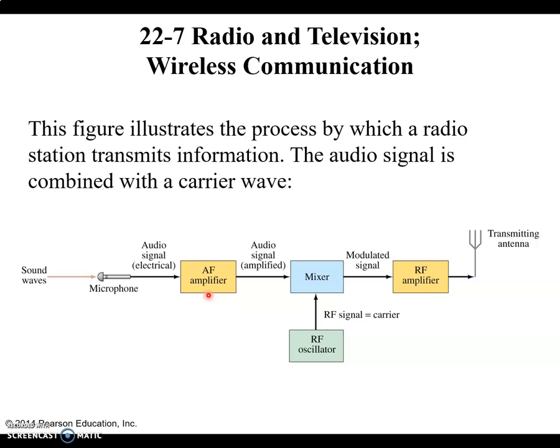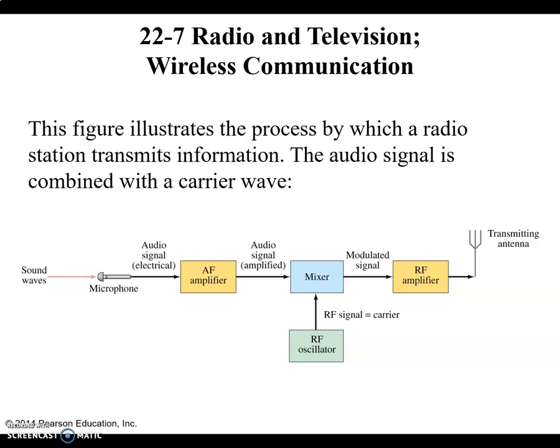Okay, so this audio frequency is amplified and sent to a mixer where it is combined with a radio frequency. The two of them combine together and you get your modulated signal, your radio wave, which is then amplified and sent to an antenna, and the antenna produces electric and magnetic fields just like we saw earlier in the chapter.